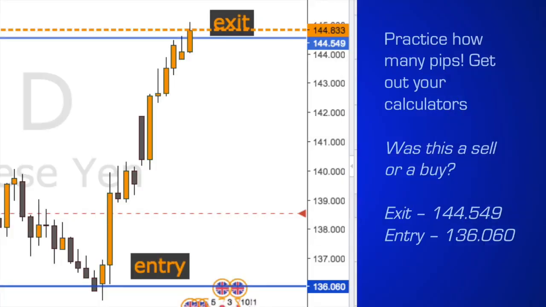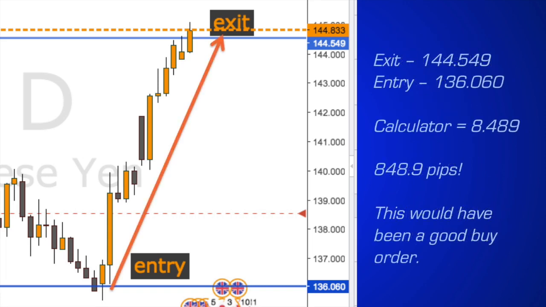Let's practice one more time. Let's say you got in at 1.00924 and you exited at 0.99024. All right, make sure you type this into your calculator. And was this a good buy order or a good sell order? All right, so hopefully you've done the math. If you did the math, you should have got something like 8.489 in your calculator. So now if you slide the decimal over 2 places, that's 848.9 pips. Woo-wee! And by the way, this would have been a very good buy order.